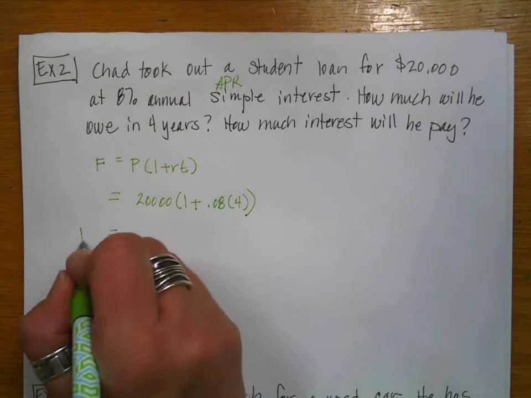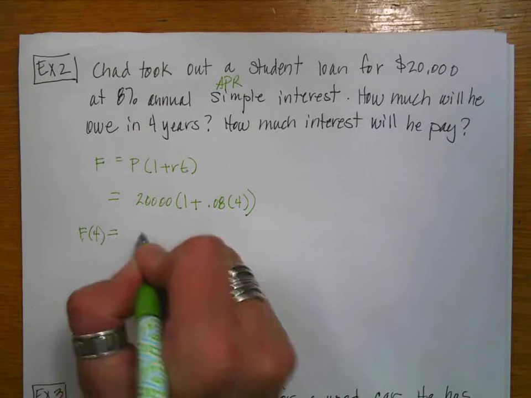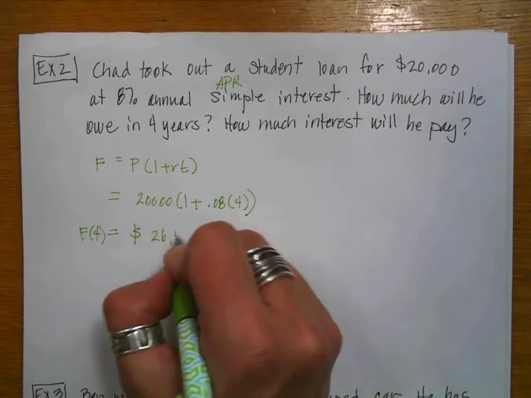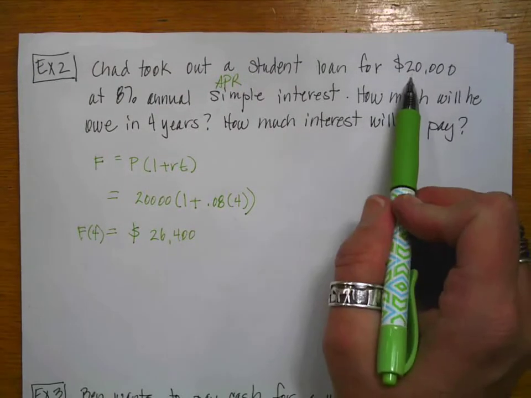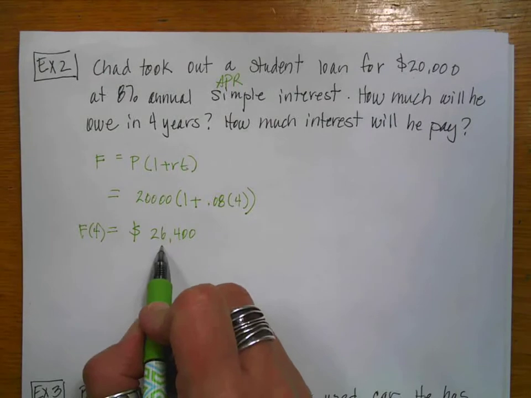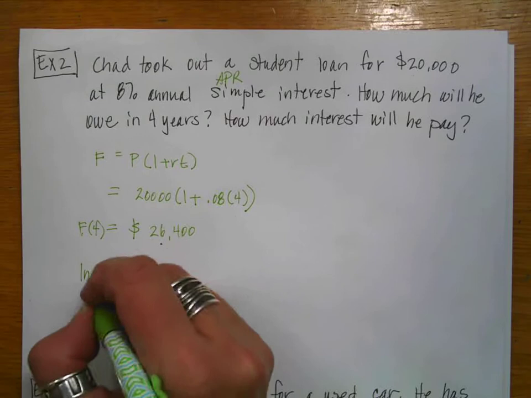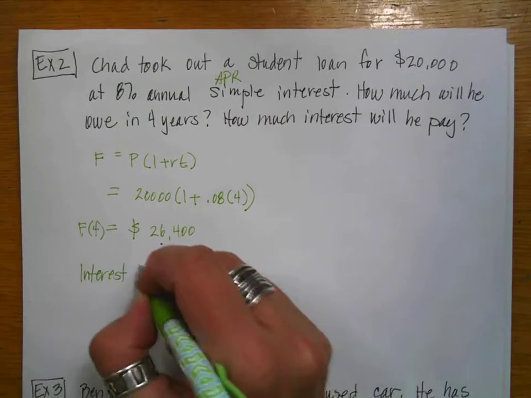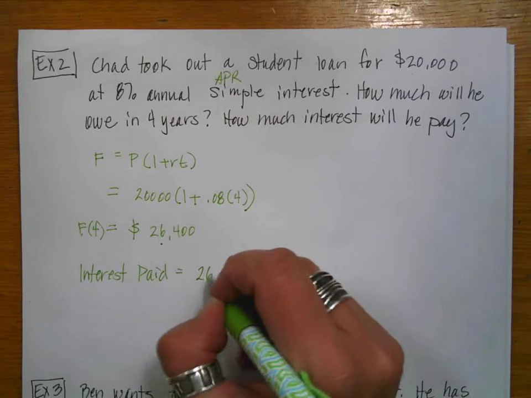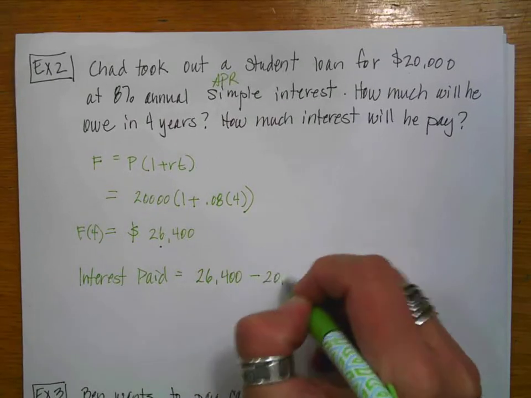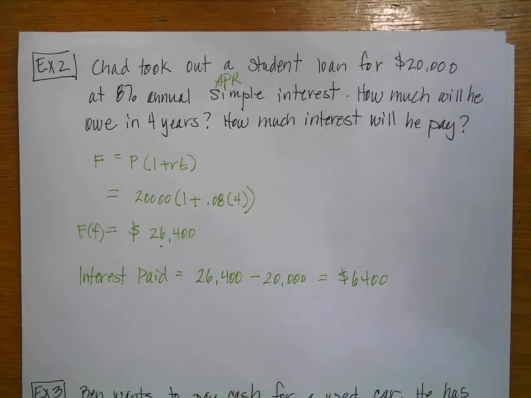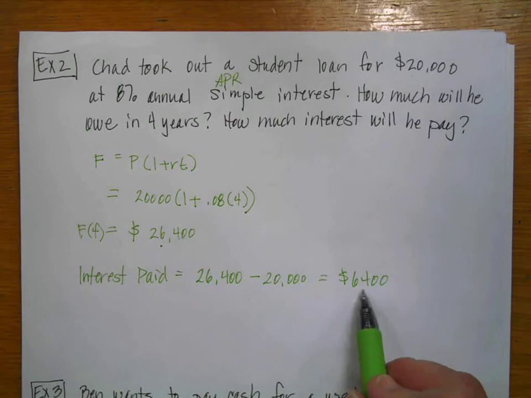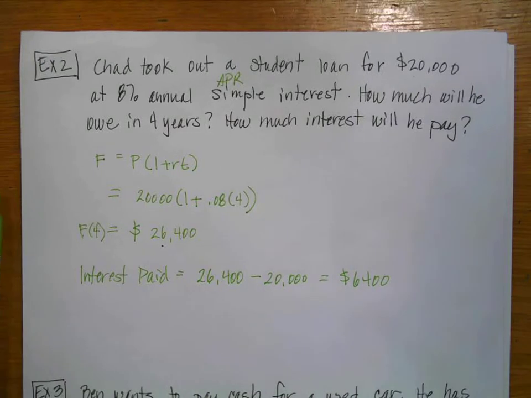And when you do this in your calculator, you're going to get that F of 4 is equal to $26,400. So notice that he borrowed initially $20,000, but in 4 years he owes $26,400. So the interest that was paid is going to be the final amount minus the amount that he initially borrowed, and it's going to be that the interest is $6,400. So you always have to pay for the privilege of using somebody else's money for a period of time.